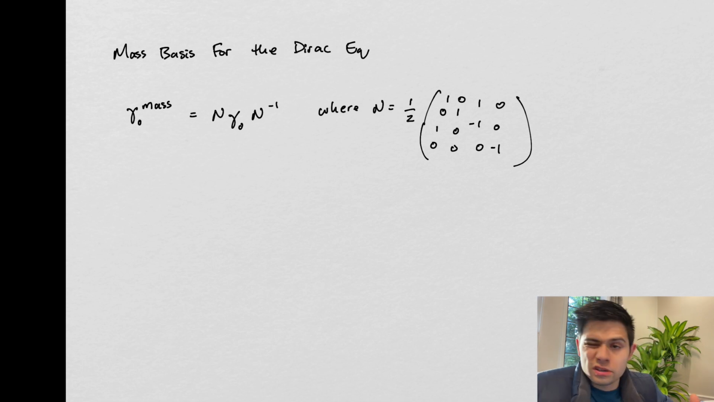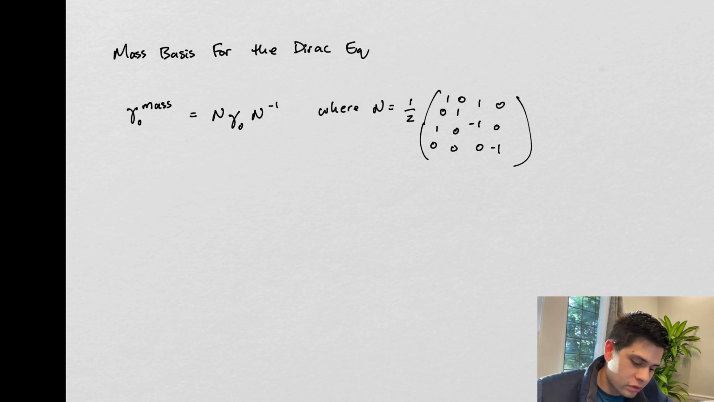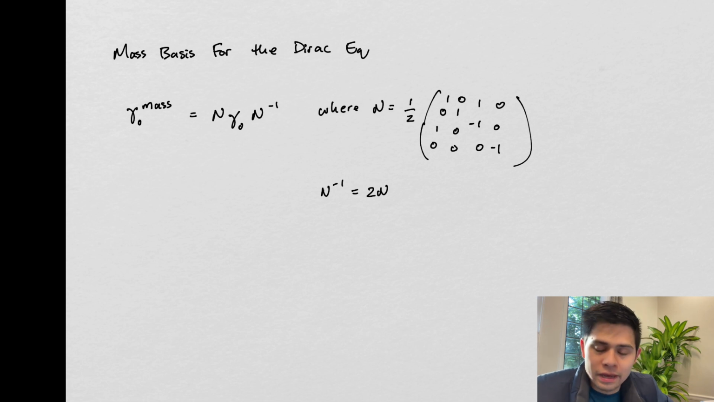Again, you might think this is an arbitrary matrix, but this is actually very interesting because its inverse, N, is equal to 2N. That this is a math thing, right? This is something you can prove to yourself in mathematics.